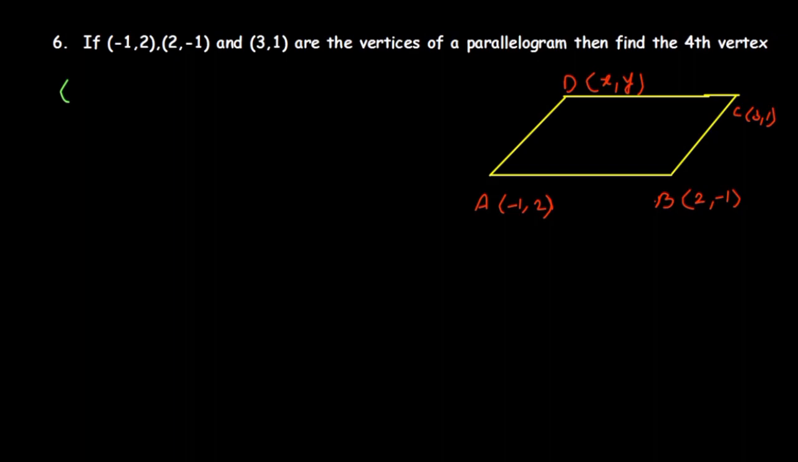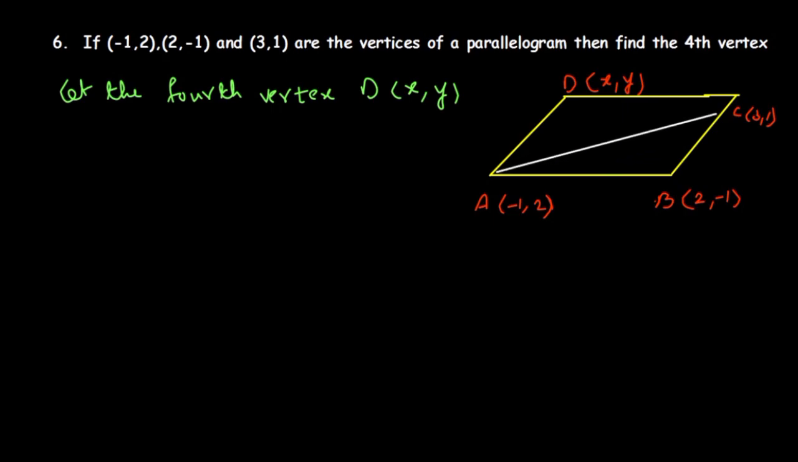So we should take the fourth vertex as D (x, y). So 4 vertices are there here, and these belong to a parallelogram. So in a parallelogram, diagonals bisect each other. So that means these are the diagonals, and these diagonals bisect each other.